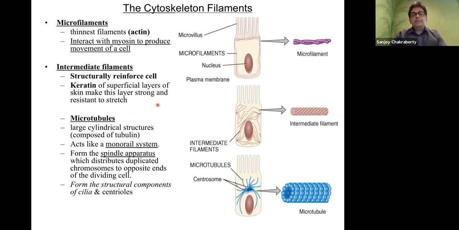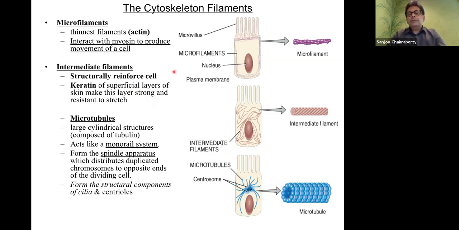Intermediate filaments are made with a protein called keratin. That is the same protein that makes hair. So it is a very strong protein. They also have different types of functions, particularly one in your skin cells. The keratin makes it very strong.